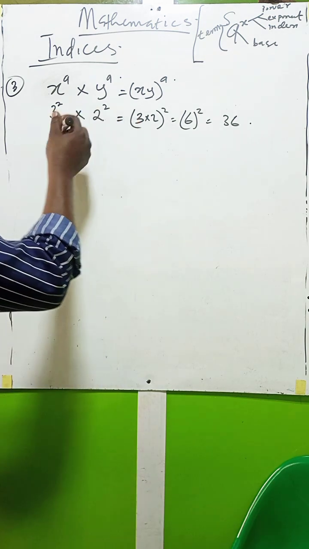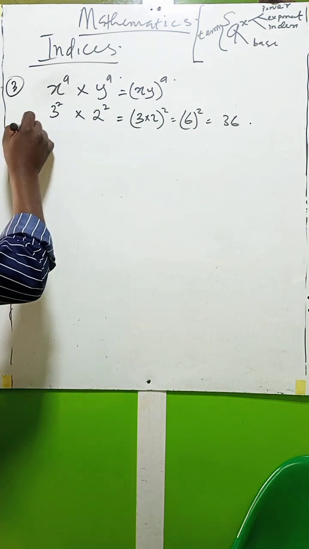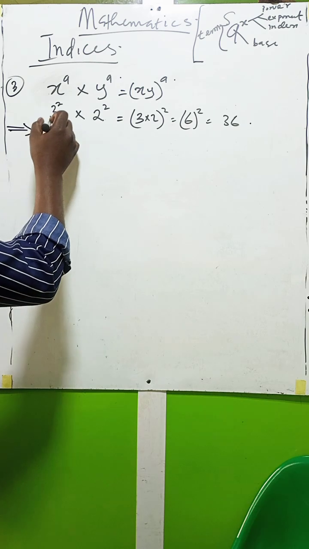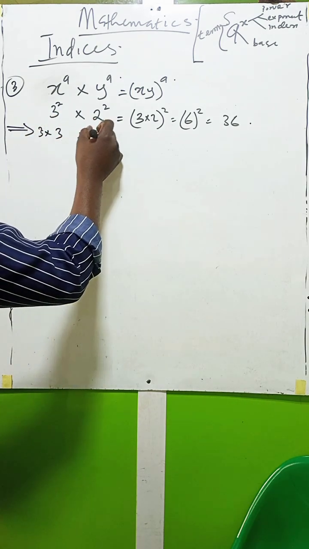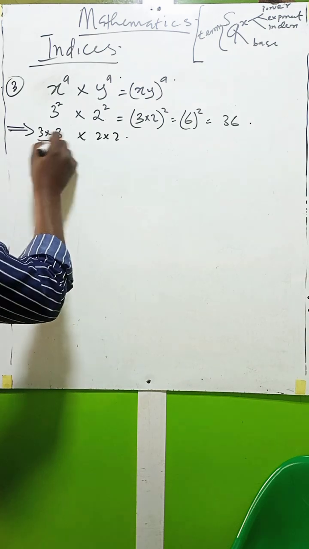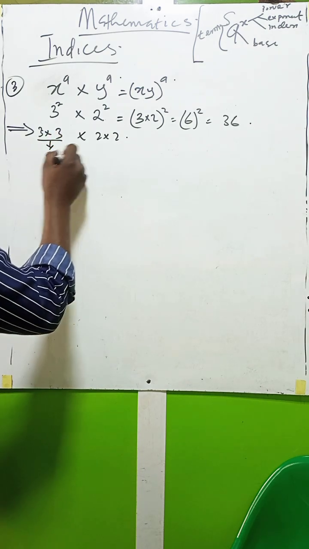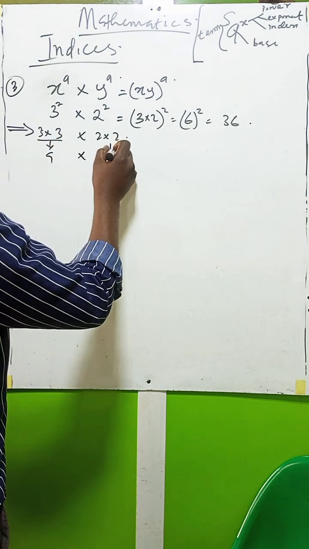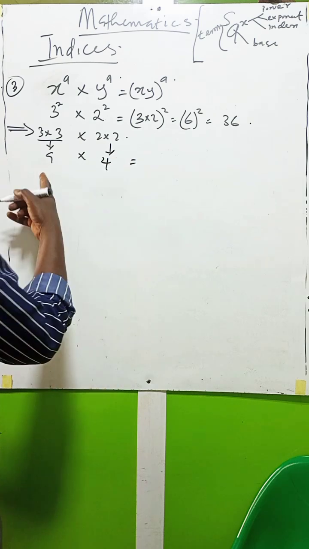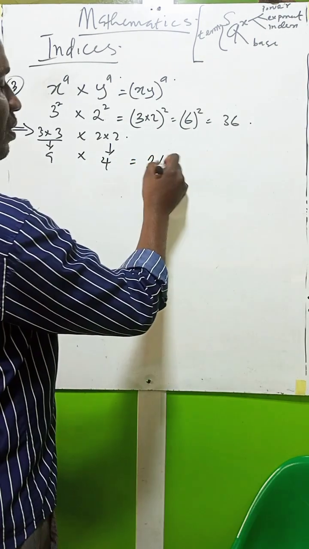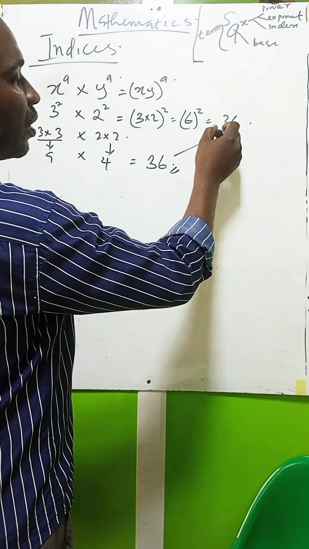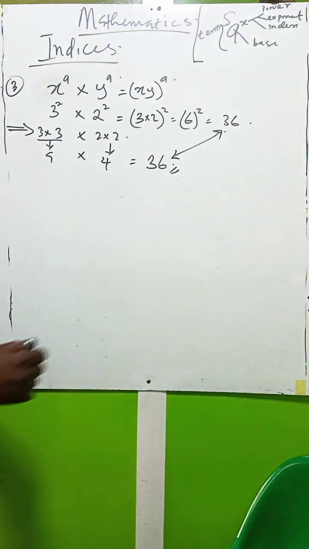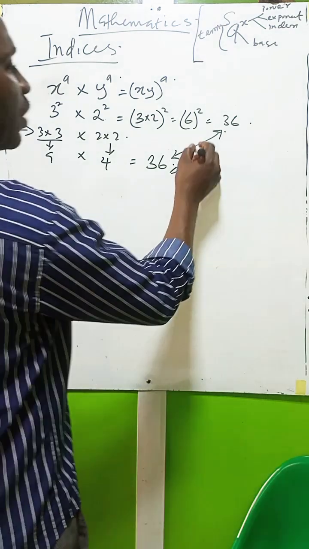Arithmetically, if we want to do it, this is 3 times 3 times 2 times 2. 3 times 3 is 9, times 2 times 2, which is 4. 9 times 4 is 36. So you see that they are equal, they are equivalent.